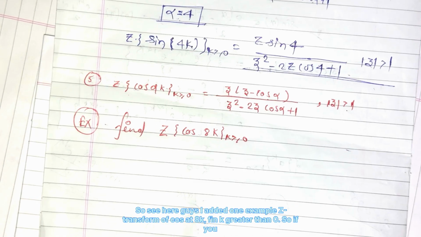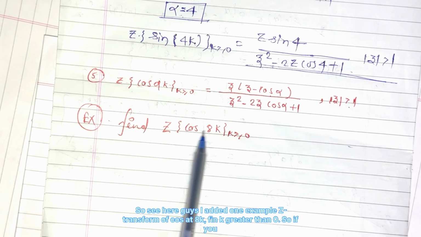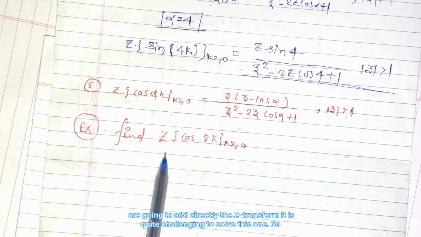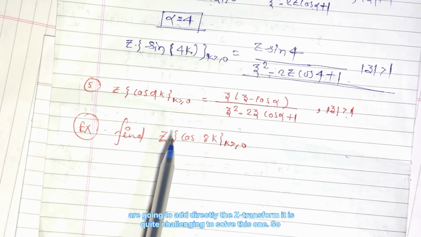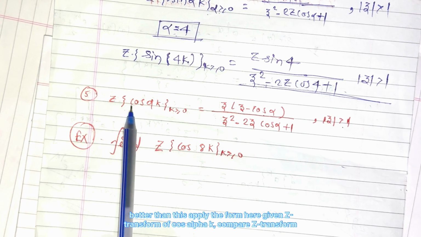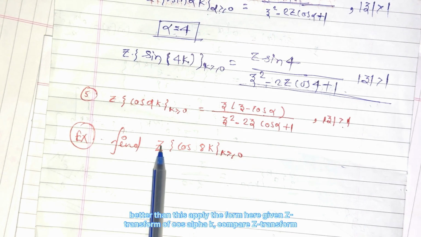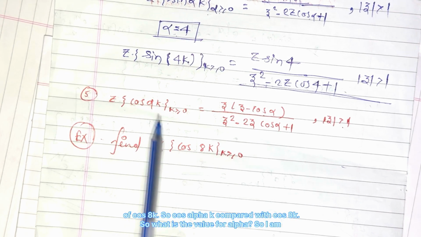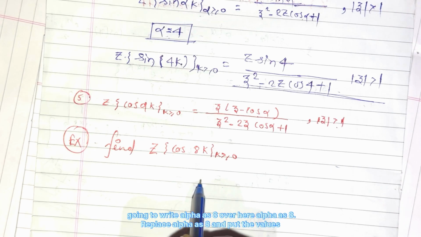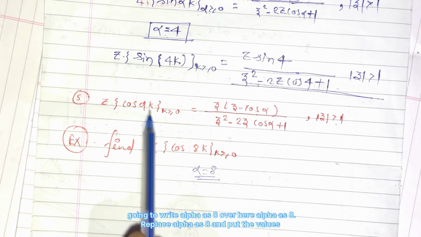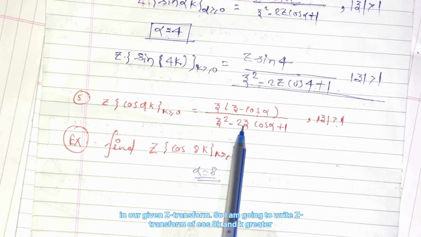See here, guys, I added one example: the Z transform of cos 8k when k is greater than 0. If you apply the Z transform directly, it is quite challenging to solve. So better than this, apply the formula given here: the Z transform of cos alpha k. Compare it with the Z transform of cos 8k. So cos alpha k compared with cos 8k, what is the value for alpha? I'm going to write alpha as 8 over here. Replace alpha with 8 and put the values in our given Z transform.